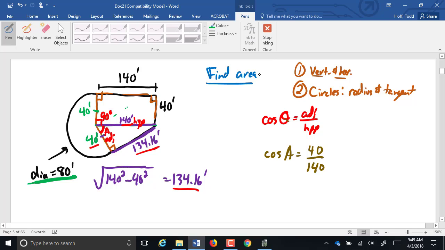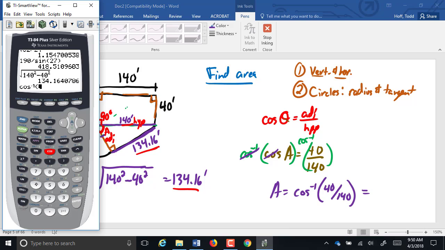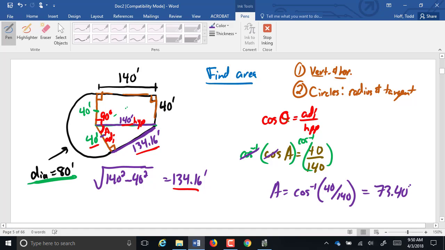Now here we are looking for the angle. Up above we were looking for the length of the side. If we're looking for the angle, we do what? Inverse trig function. It's cosine, so we do an inverse cosine. So angle A is the inverse cosine of 40 over 140, since the inverse cosine and the cosine cancel out. Second cosine, 40 over 140. 73.40 basically. So we're at 73.40 degrees there.